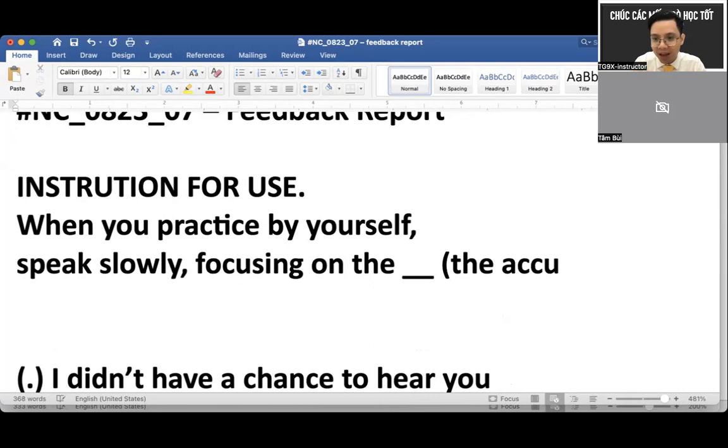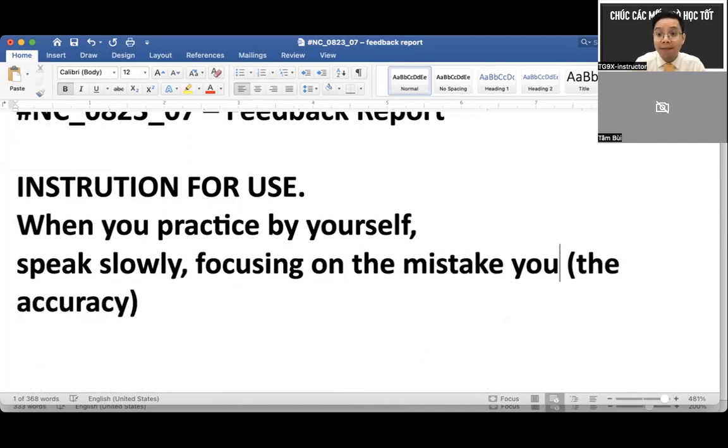The accuracy. Okay. What I wanted to say is the mistake that you made. It could be about grammar, it could be about pronunciation, it could be about vocabulary. And then? Then practice again. Practice again means repeat.